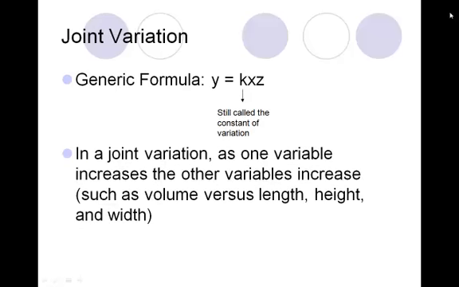In a joint variation, the formula is y equals kxz. Again, k is still called your constant of variation. It's still something that you're going to find and then use. In a joint variation, as one variable increases, the other ones increase. An example of this would be volume. Volume is based not just on one dimension, but on three dimensions: length, width, and height. So this is called a joint variation because it's like lots of different dimensions that would affect your volume. If the length increases, so will the volume, or the height, or the width increases, that would increase your volume. So a joint variation is based on many different variables, not just one variable.